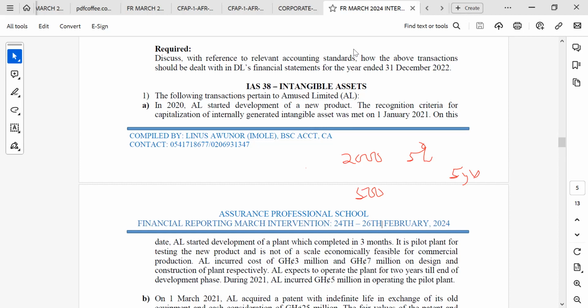Let's calculate that particular interest. So the 5% of the amount, 100 cedis. That will give us 100 cedis, isn't it? Yes, sir.